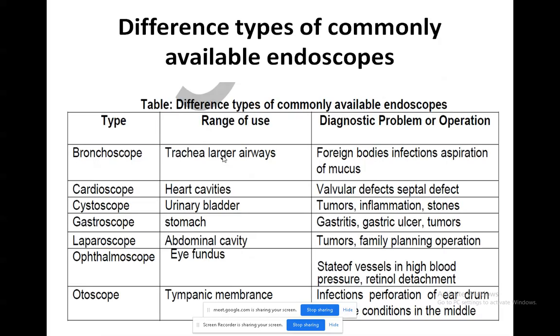This is the difference of different types of endoscope available. See, based on the disease treatment, your endoscopy name will be varying. So what does it say? For lung-related disease it is a bronchoscope, for heart disease-related it is a cardioscope, and a cystoscope is for the urinary bladder.